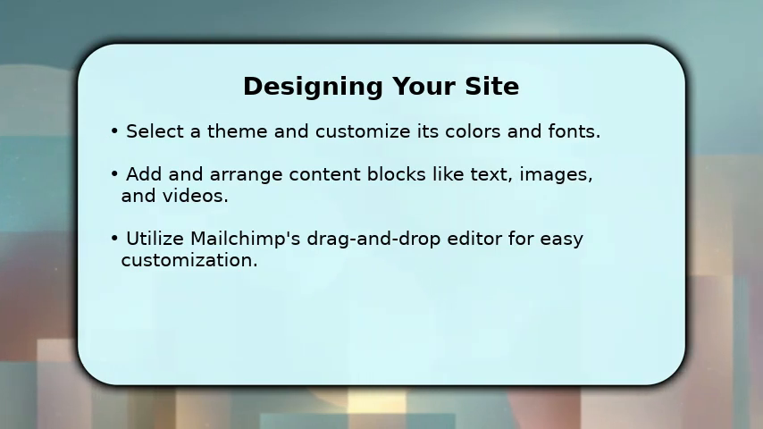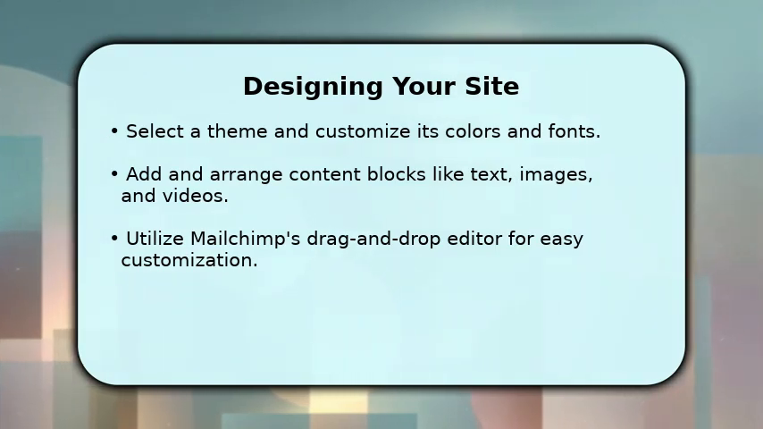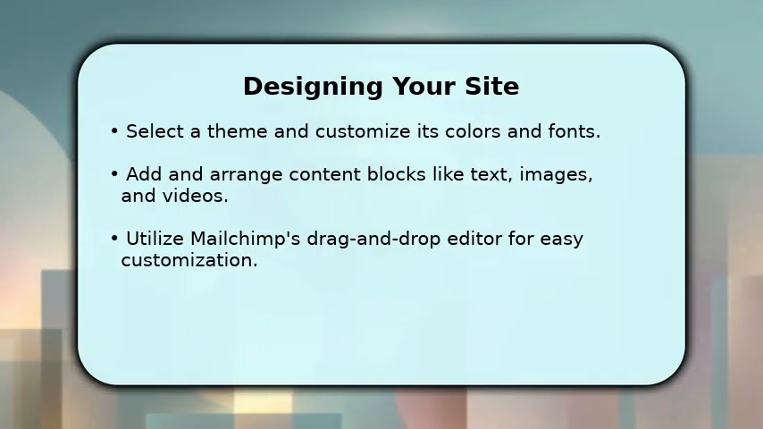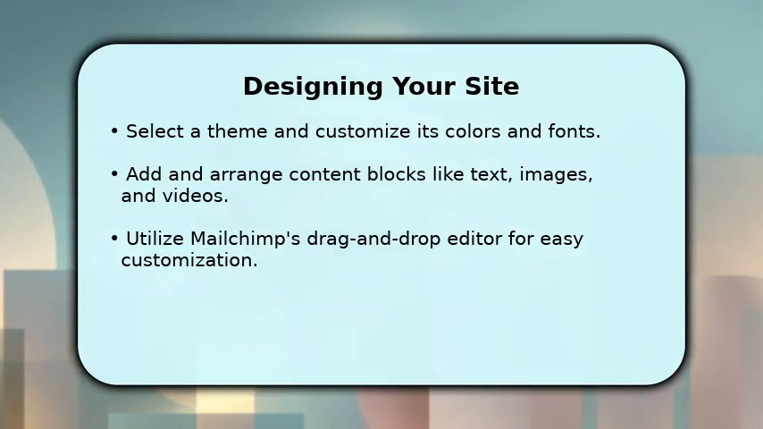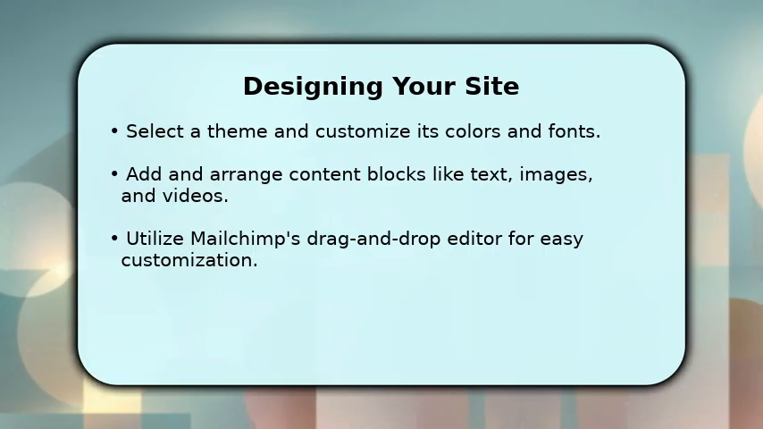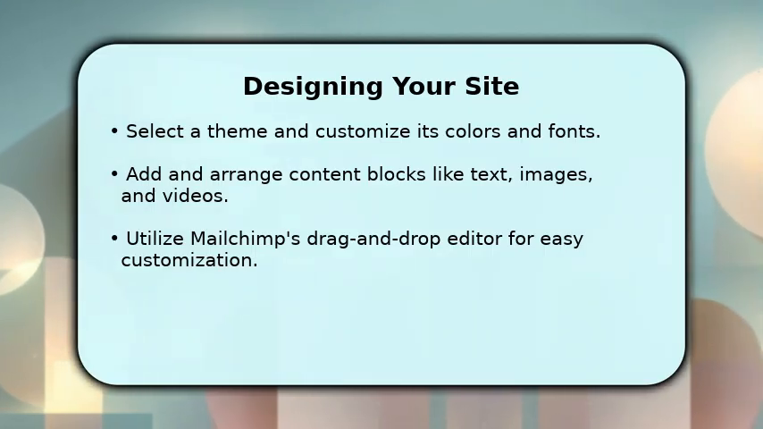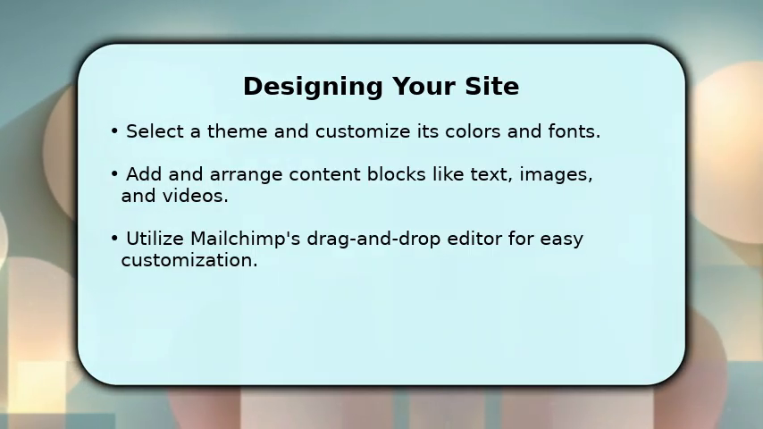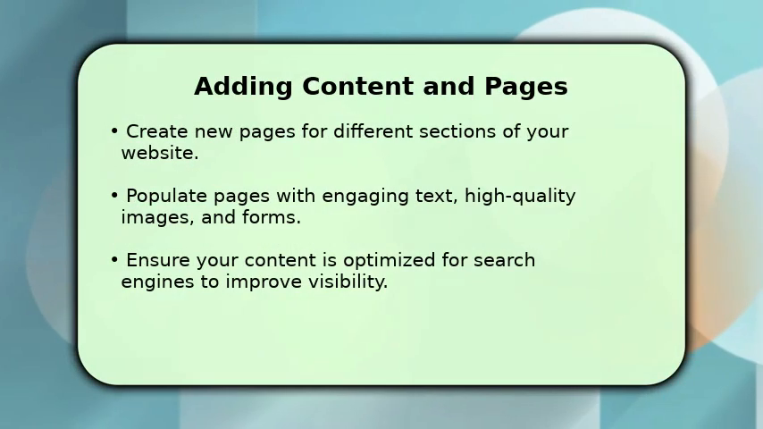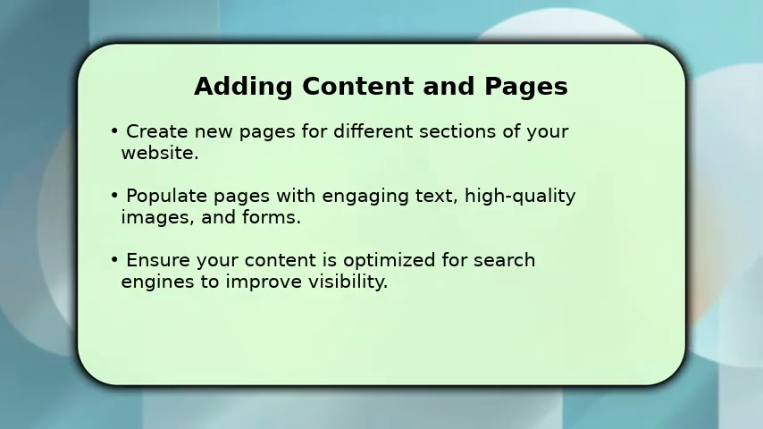Mailchimp offers a variety of themes to match your brand's aesthetic. You can easily customize colors, fonts, and layouts to make it uniquely yours. The intuitive drag-and-drop editor allows you to add and arrange content blocks effortlessly. Whether it's text, images, or videos, you have full control over your site's appearance, ensuring it looks exactly how you envision it. Next, it's time to populate your site with engaging content.